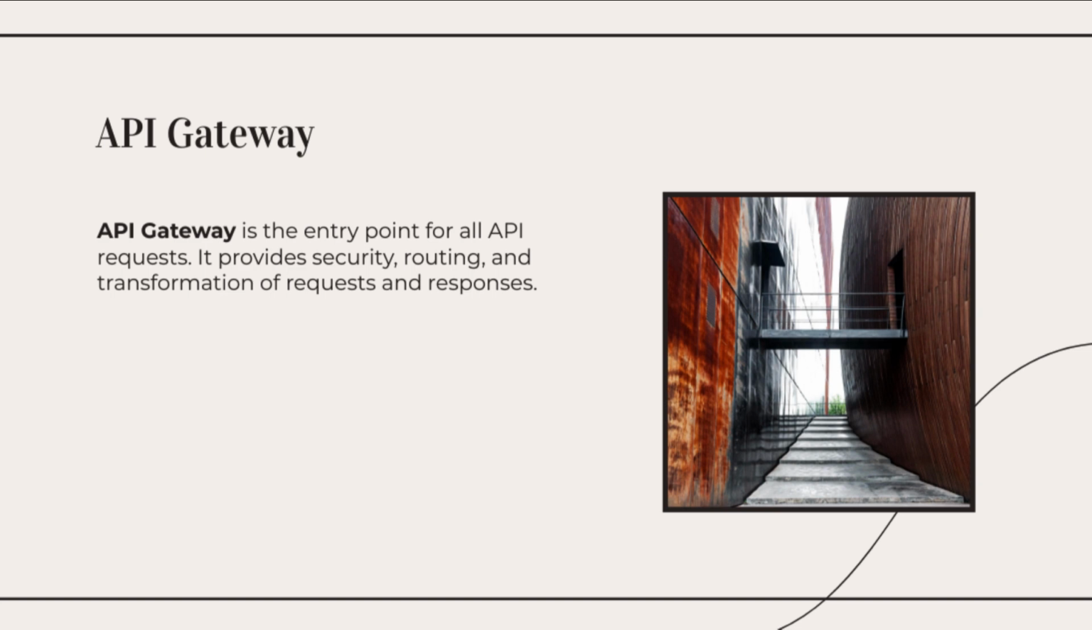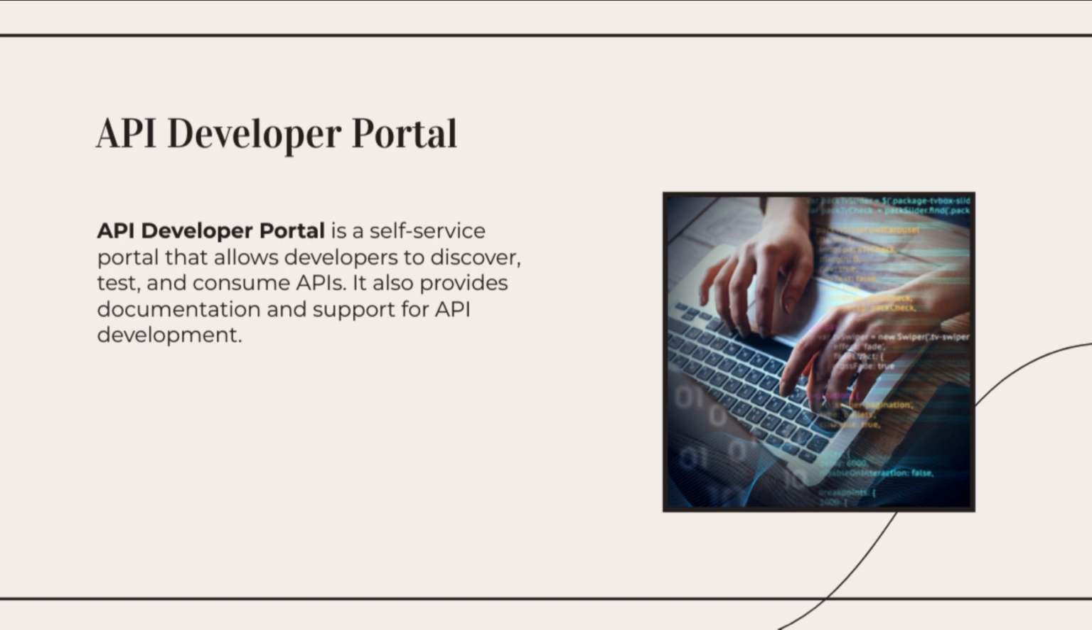6. Provide developer-friendly tools and documentation. Create a developer portal that offers comprehensive documentation, code samples, and interactive tools. Provide clear and concise API documentation, including usage examples and troubleshooting guides. Offer sandbox environments for developers to test and experiment with APIs. Additionally, consider providing SDKs and client libraries for popular programming languages to simplify API integration.